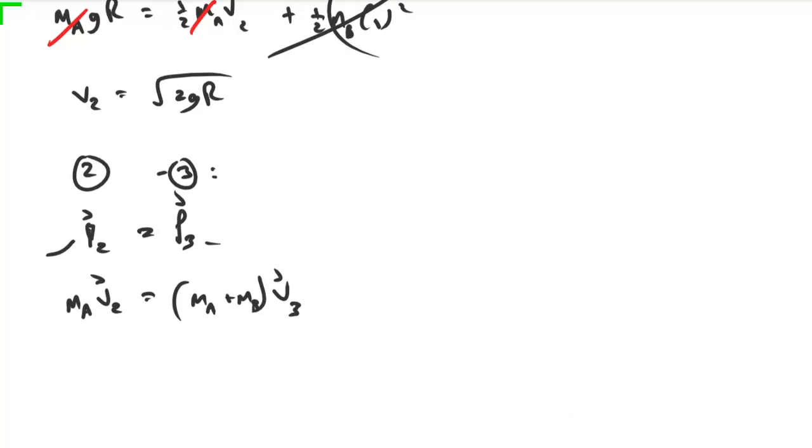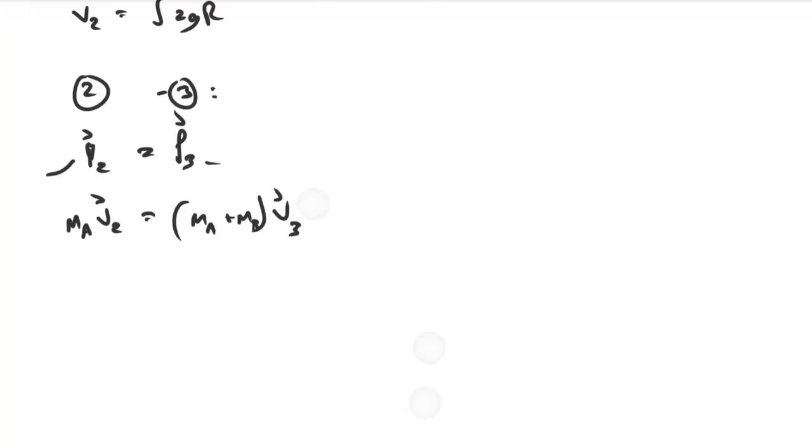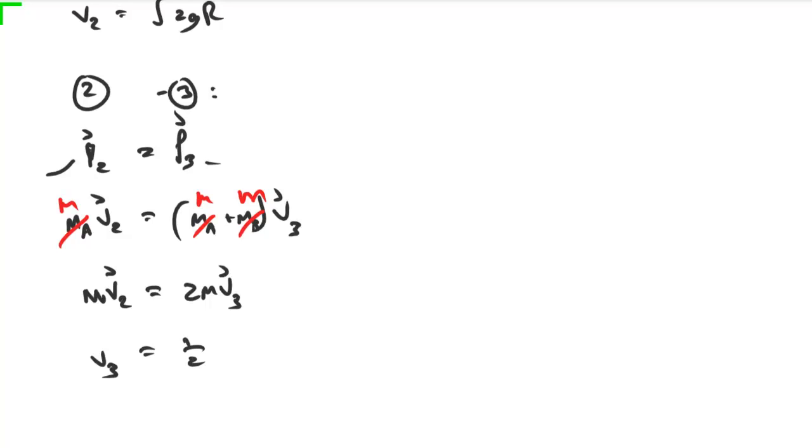And so we can say here, since mass A and mass B are equal to M, I can just rewrite all of these as M's. So this is M, this is M, this is M. And we have here M V2 is equal to 2M V3, right? Or V3 is equal to 1/2 of V2, which makes sense actually.